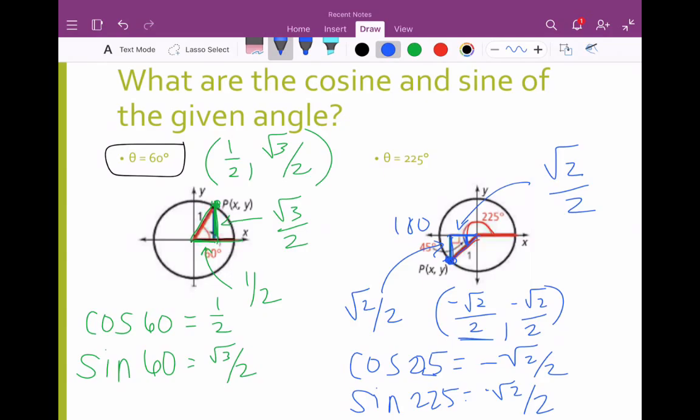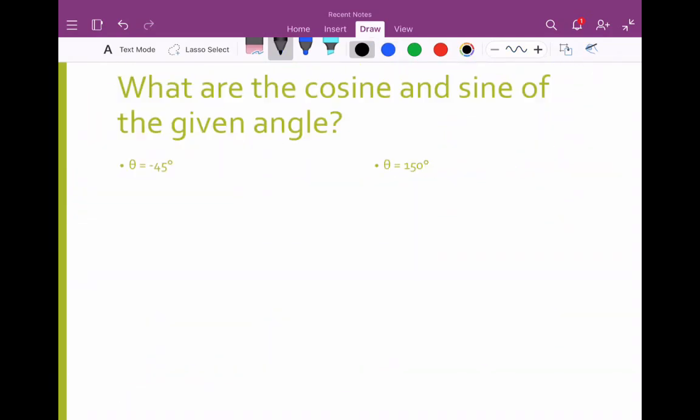Let's go ahead and look at two more examples before we really move on. So we, again, want to find the sine and cosine of the given angle.